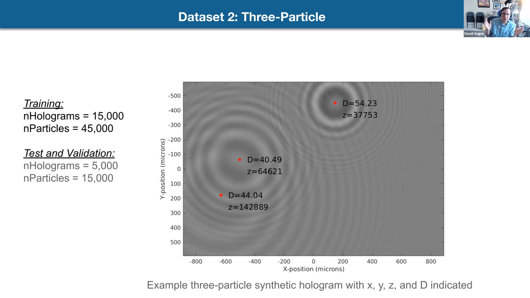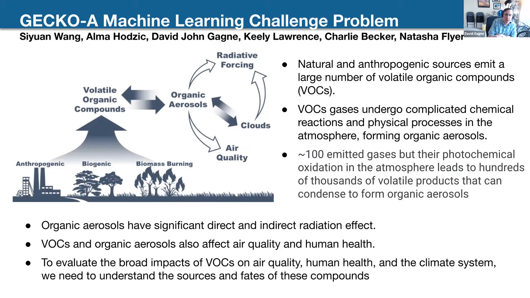For the GECKO-A machine learning challenge problem, this is an atmospheric chemistry problem. In this case, natural and anthropogenic sources emit a large number of volatile organic compounds, or VOCs. So we have our trees and power plants and burning of trees. These volatile organic compounds undergo complicated chemical reactions and physical processes in the atmosphere, forming organic aerosols. There's about 100 emitted gases, but their photochemical oxidation in the atmosphere leads to hundreds of thousands of volatile products that can then condense to form these organic aerosols in particular. Organic aerosols have a significant direct and indirect radiation effect. They affect human air quality and human health. And to evaluate the broad impacts of these on air quality, we need to understand the sources and fates of these compounds.